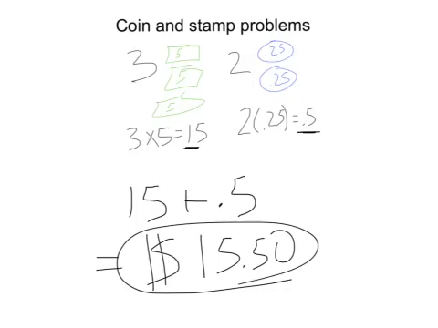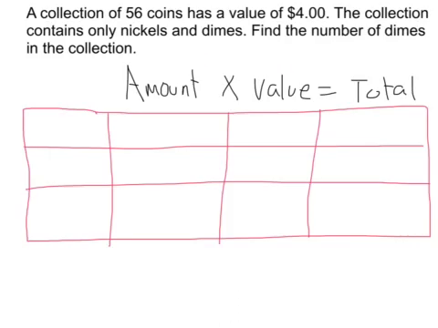And all these coin and stamp problems are doing is they're giving you a certain amount that costs this much, a certain amount that is worth this much, and you add them together and set them equal, and you're going to get your total from that. Let's take a quick look at an example. So, a collection of 56 coins has a total value of $4. The collection contains only nickels and dimes. Find the number of dimes in the collection.